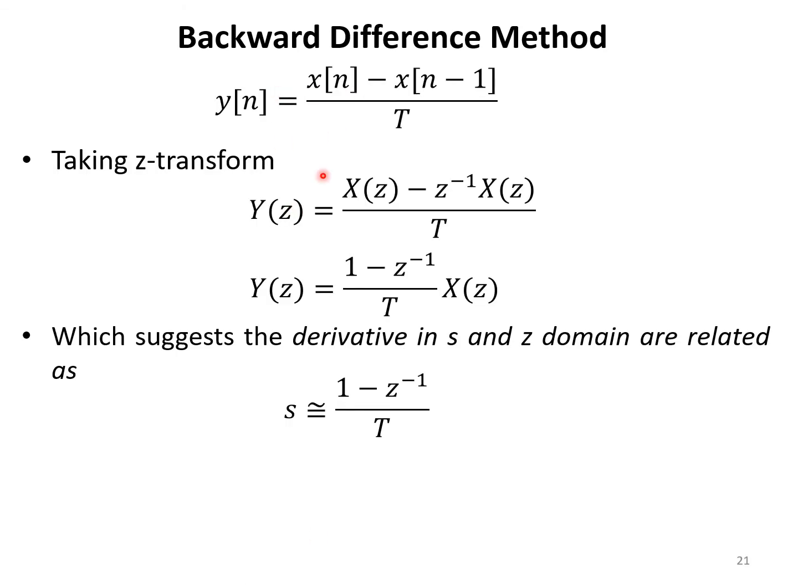So y of n is equal to this, then y of z equals x of z minus z minus 1 x of z upon T, and taking x of z common from here, you can say 1 minus z minus 1 upon T. So this is the derivative in z domain, and in Laplace domain Y of s is equal to s into X of s, right? So s is basically equal to 1 minus z minus 1 upon T. So s is the derivative in Laplace domain, and 1 minus z minus 1 upon T is the derivative approximation in z domain.